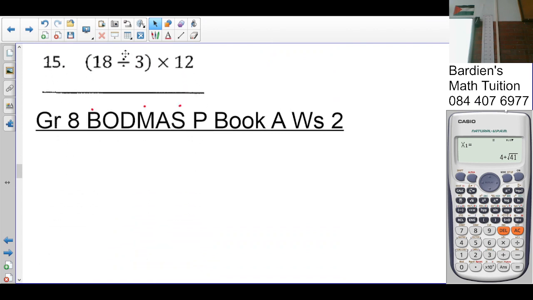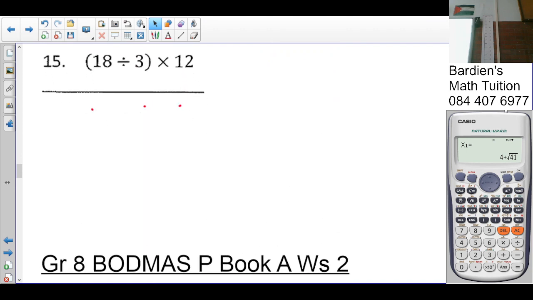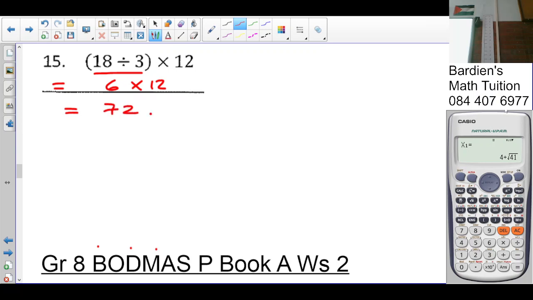Number 15 is the last sum in this exercise, in this worksheet. So in the sum here we got brackets, division, multiplication. So what needs to be done first? The brackets. 18 divided by 3 is 6. And 6 times 12 is 52. Who got that sum wrong? You got it right. Alright.